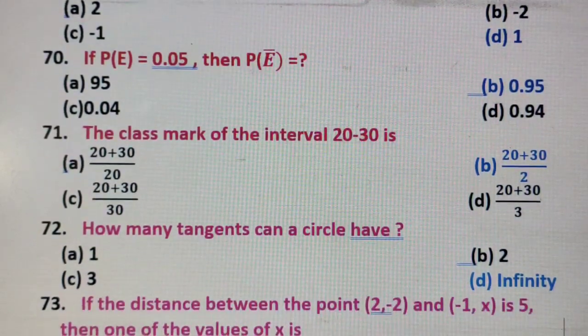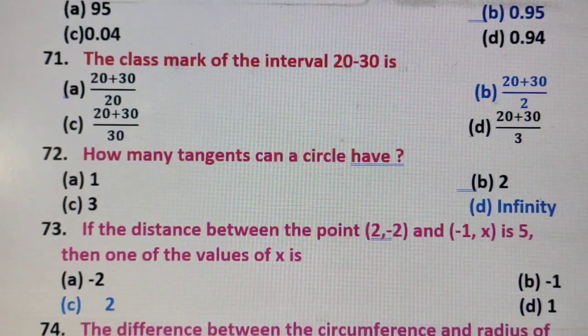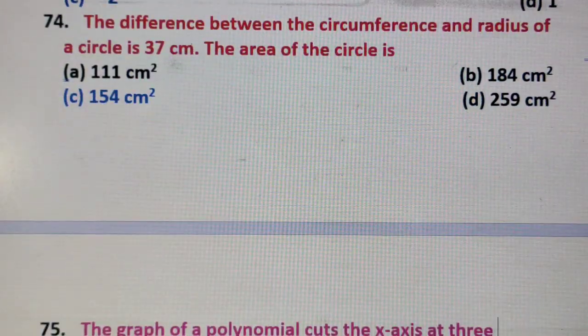How many tangents can a circle have? A circle can have infinite number of tangents because for each point on a circle we can draw a tangent. The distance between the points is 5. One of the values of x is 2. If the difference between the circumference and radius of a circle is 37, then area will be 154.